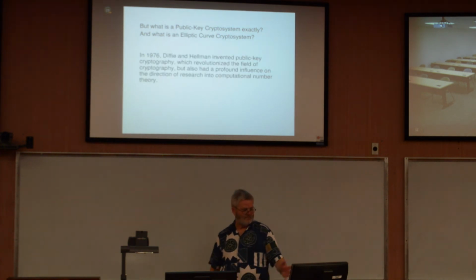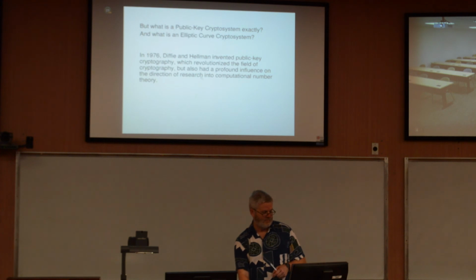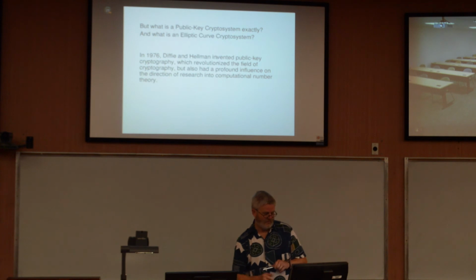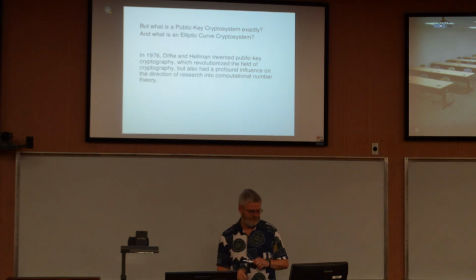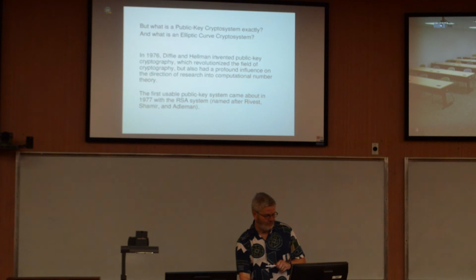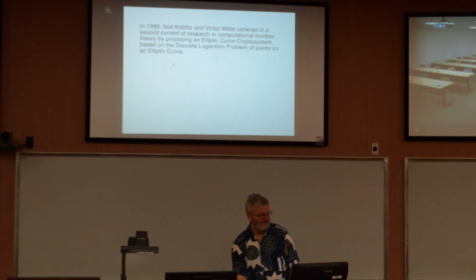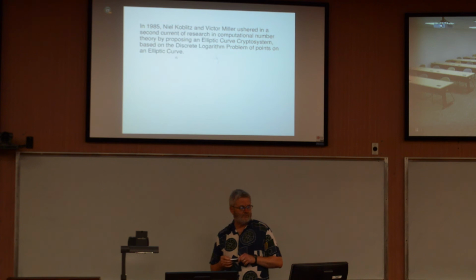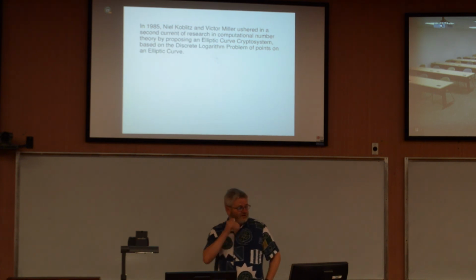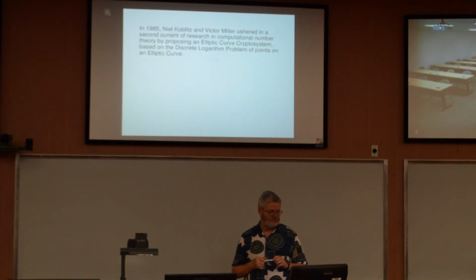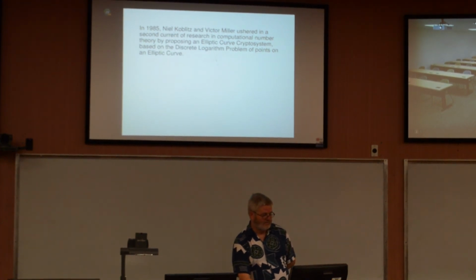Well, in 1976, Diffie and Hellman invented public key cryptography, which revolutionized the field of cryptography, but also had a profound influence on the direction of research into computational number theory. The first usable public key system came about in 1977 with the RSA system, named after Rivest, Shamir, and Adleman. In 1985, Neal Koblitz and Victor Miller independently ushered in a second current of research in computational number theory by proposing an elliptic curve crypto system based on the discrete log problem of points on an elliptic curve.